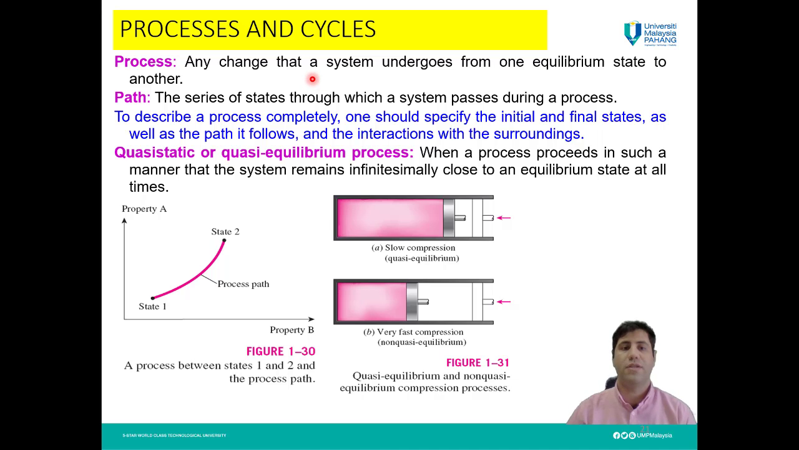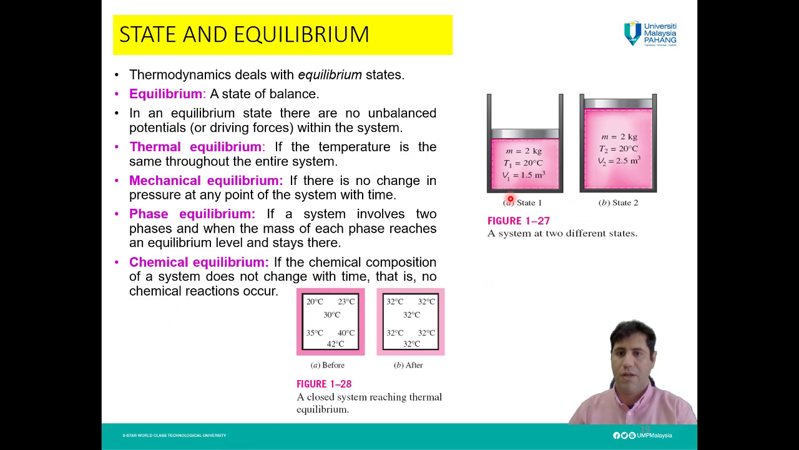Okay, now let's see what a process is and what a cycle is for a system. As I showed you in a previous slide, we have different states for a system. For example, here, this is the system, state 1, state 2. What is changed during this process? The mass is constant, it doesn't change, and the temperature has not changed. What is changed? The volume. State 1, state 2, the system is the same, but the volume is changed. Two different equilibrium states.